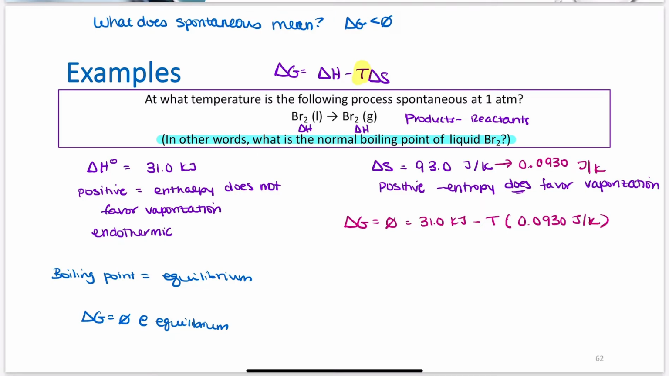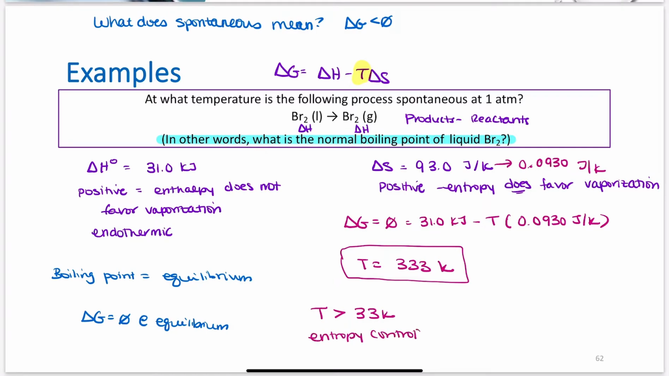Go ahead and solve that through, and we get a temperature of 333 K. What does that really mean? What does this mean to me? It means that if the temperature is greater than 333 K, entropy controls the system, and it is a spontaneous process.